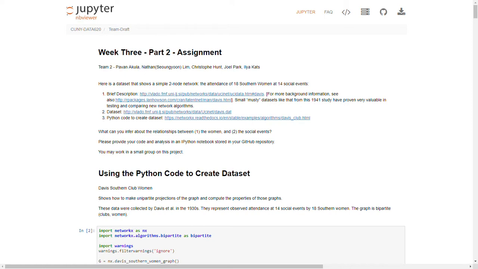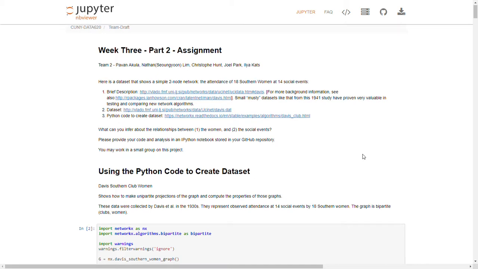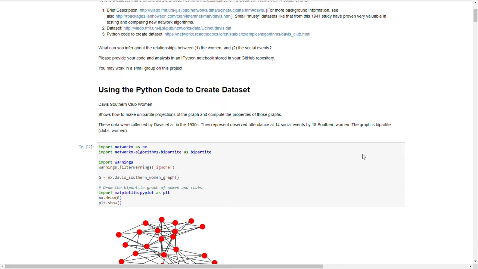So, week 3, part 2 assignment. This is for team 2. So we took a simple 2-node network, which was the attendance of 18 Southern women at 14 social events. This is the Davis Southern Club Women. It seems to be a very seminal piece of work in node network analysis.